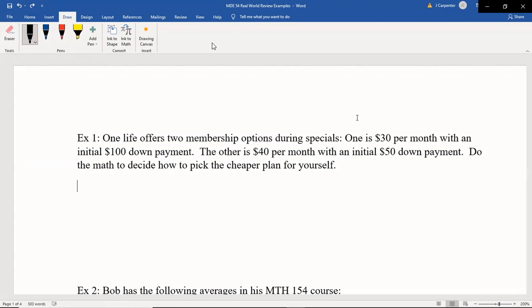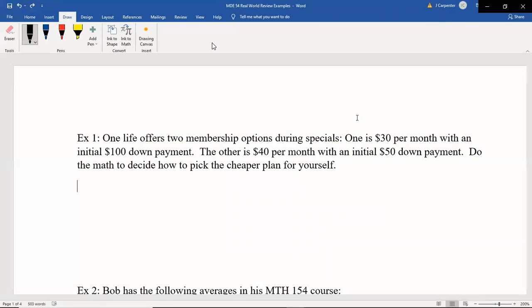One Life offers 2 different membership options during these occasional specials. One is going to run you $30 per month, probably $29.99, but we're just calling it 30 for simplicity, with an initial $100 down payment. The other option is you will pay $40 on a monthly basis, but you only have to put $50 down. A lot of people will look at that and say, oh, I only have to pay $50 up front, I'm going to take that and just pay the $40 monthly. But here's the thing, is that really the best option for you?